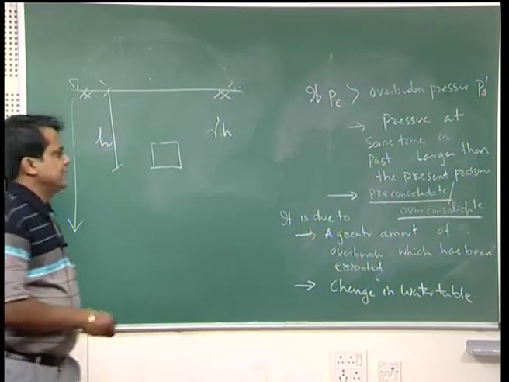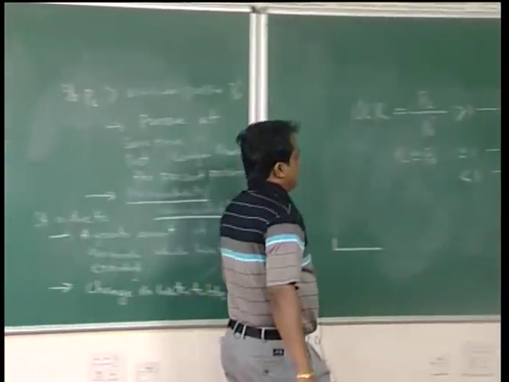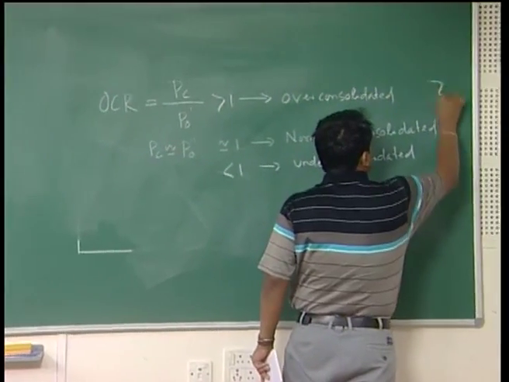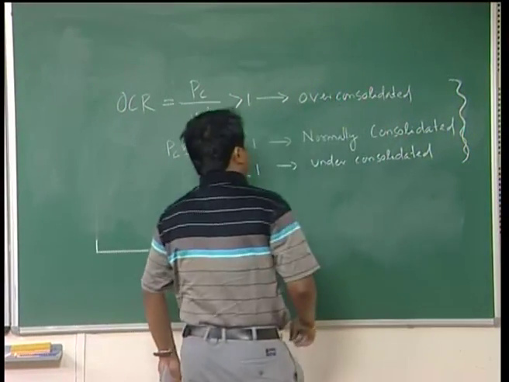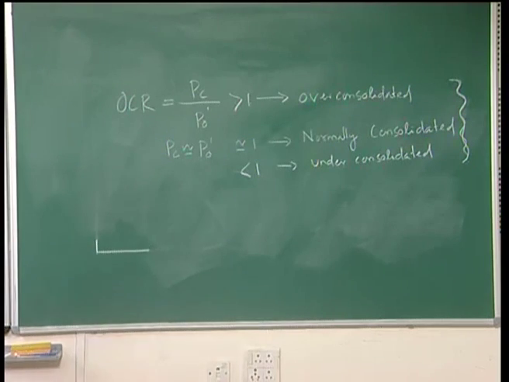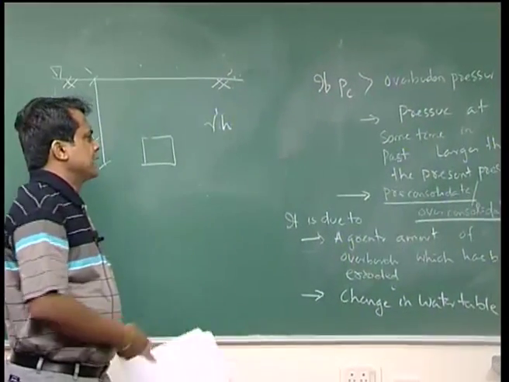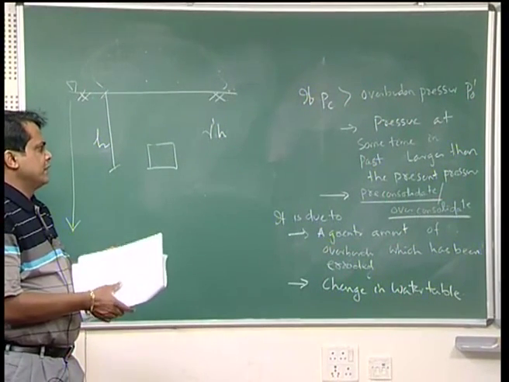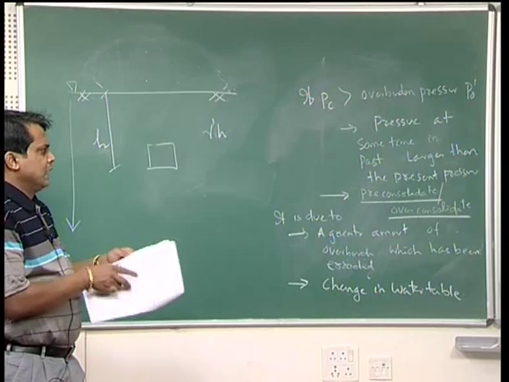So, these three terms will be used throughout this course: over consolidated, normally consolidated and under consolidated. So, this clarifies under what condition it is over consolidated, what condition it is normally consolidated and what condition it is under consolidated.